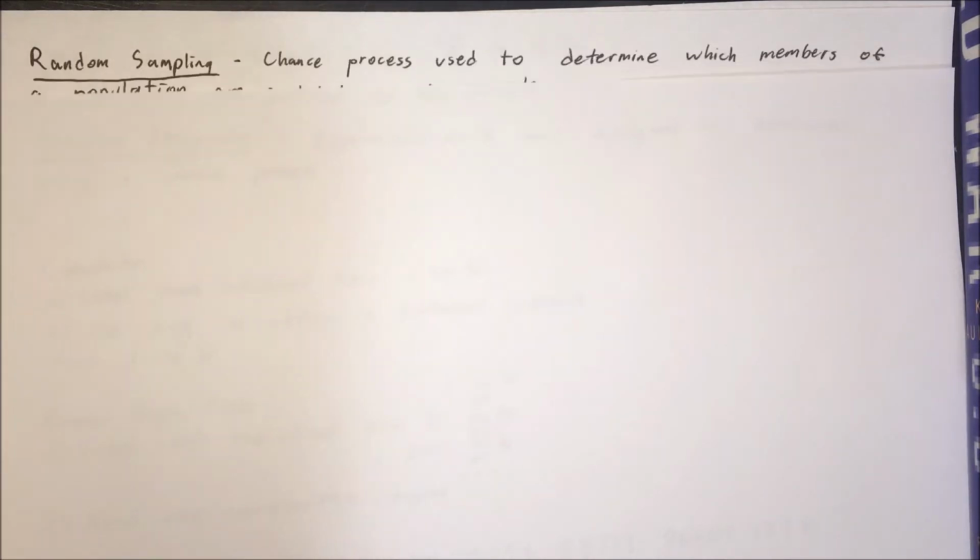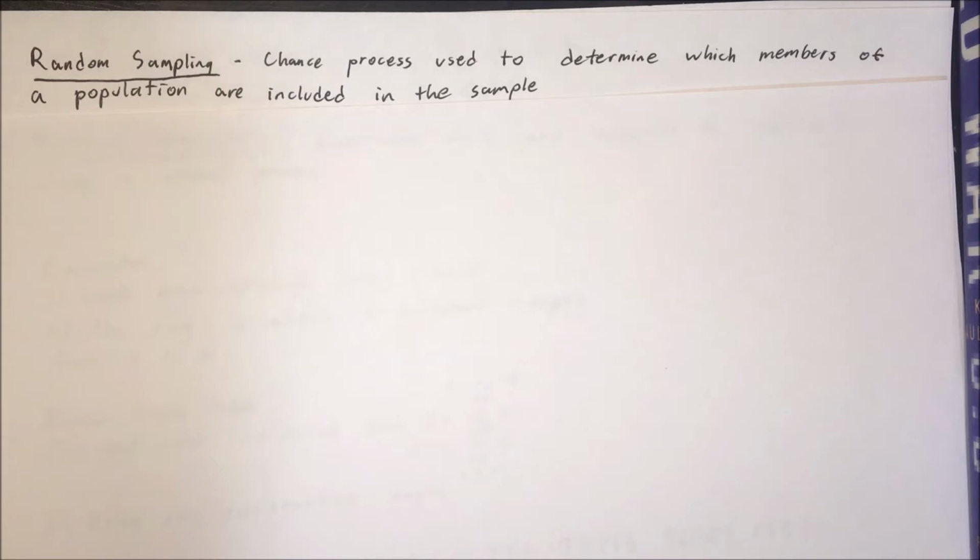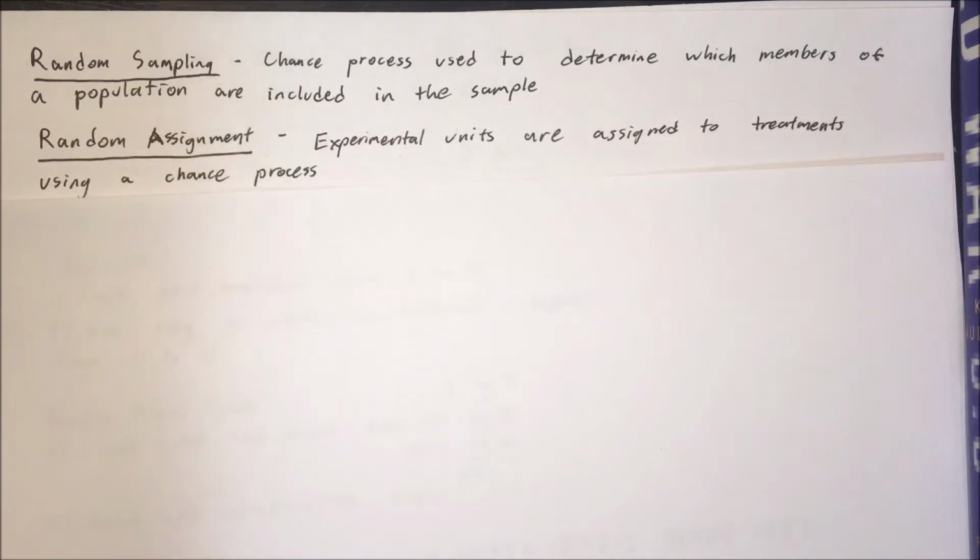So how do we pick a random sample, assign treatments in a randomized experiment, and model random phenomenon through technology or a random digit table? First off, let's review a couple of definitions. Random sampling involves using a chance process to determine whether members of a population are included in the sample. And in the case of an experiment, a random assignment refers to the fact that experimental units are assigned to treatments using a chance process.